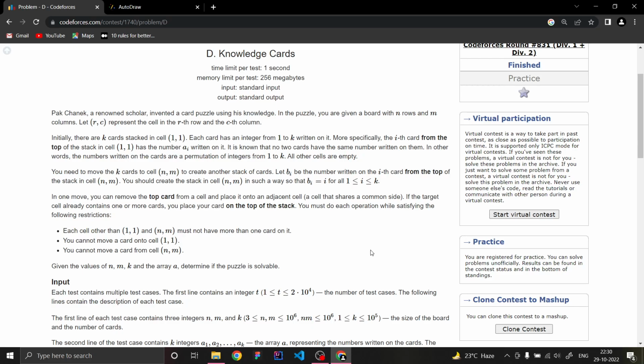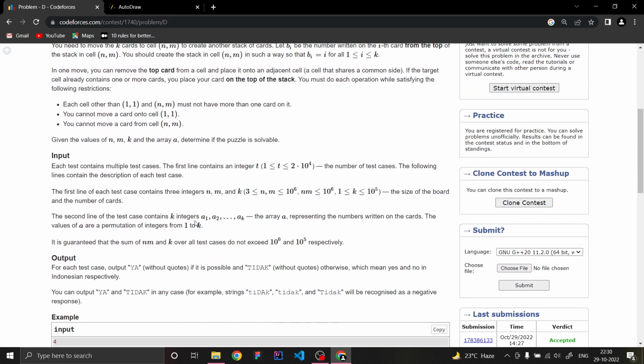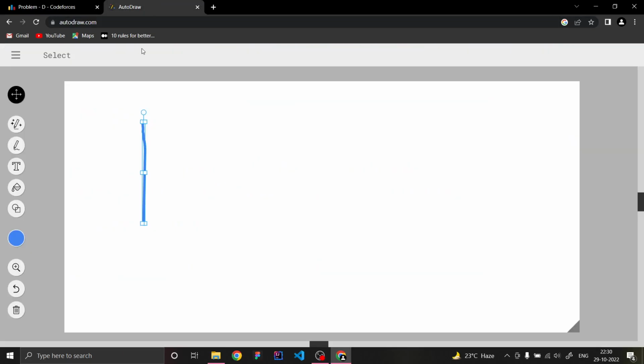There are special conditions for cells (1, 1) and (n, m): we cannot take a card from any other cell to cell (1, 1), and for (n, m) we cannot remove a card from cell (n, m). So these are the conditions, and we need to find if there exists a way to take these cards to the cell (n, m) such that the ith card from the top equals i. In the input, we are given this permutation, how the cards are stacked in the cell (1, 1).